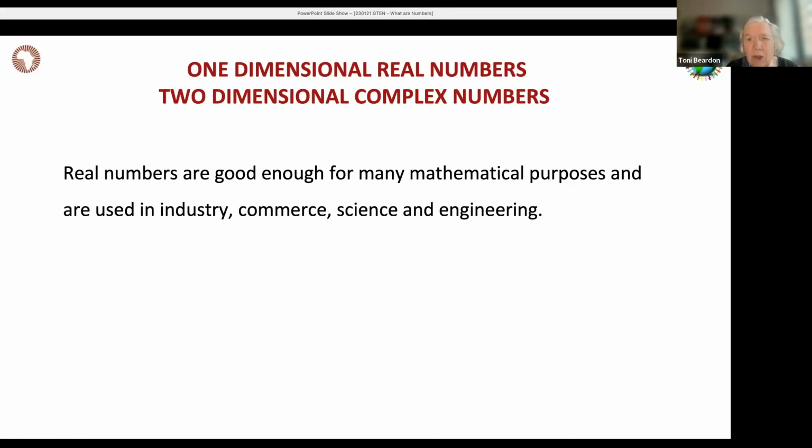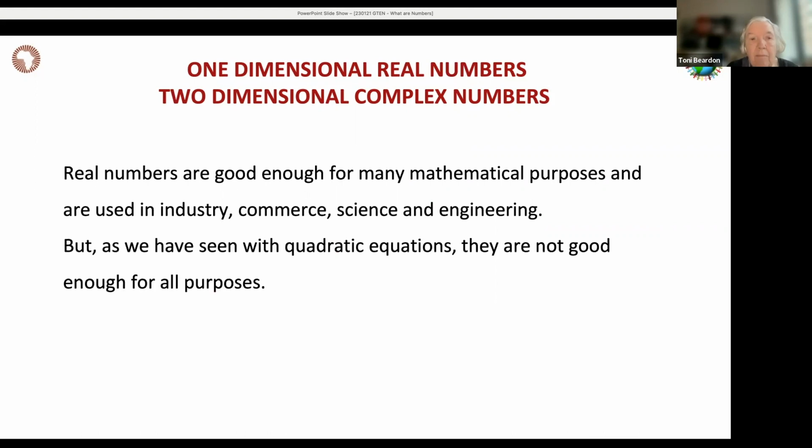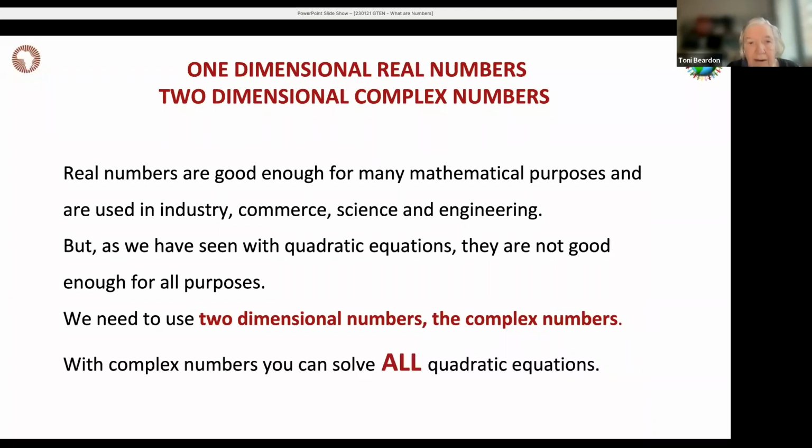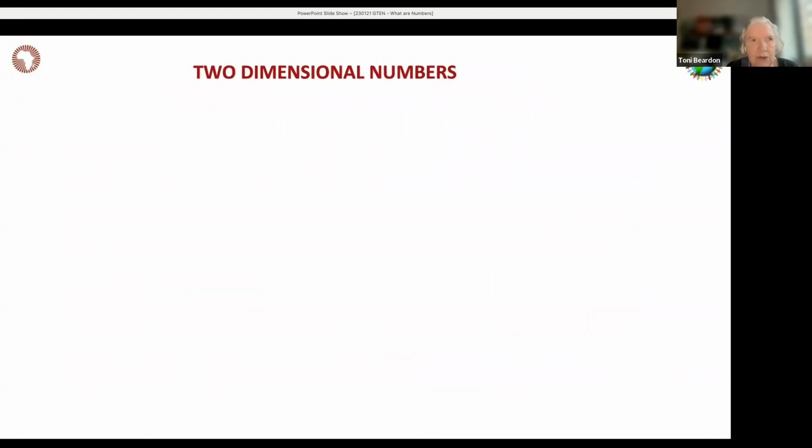Real numbers are good enough for many mathematical purposes and are used in industry, commerce, science, and engineering. But as we've seen with quadratic equations, they're not good enough for all purposes. So we need two-dimensional numbers, the complex numbers, which won't fit on the line. That's the real numbers. Complex numbers are two-dimensional, and with complex numbers, you can solve all quadratic equations.